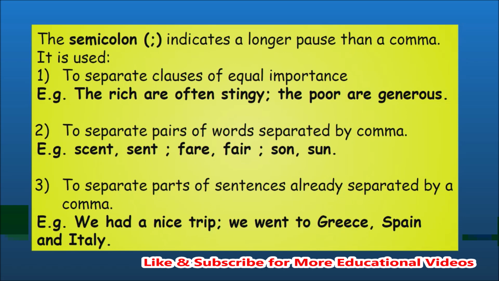Next comes the semicolon. The semicolon indicates a longer pause than a comma. It is used to separate clauses of equal importance. Example: the rich are often stingy; the poor are generous. Number 2, to separate pairs of words separated by comma. Sent, scent; fair, fare; sun, son.